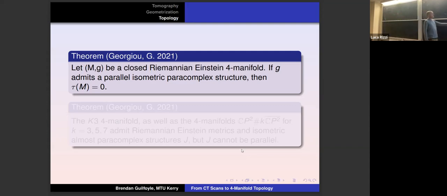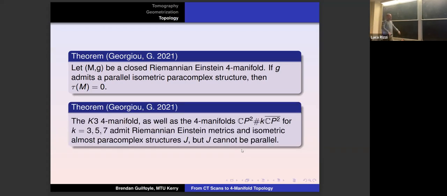Now, of course, you have a parallel isometric paracomplex structure and an Einstein metric. You put them together and you get a conformally flat, scalar flat neutral metric. So this is saying you can't do that unless this 4-manifold's signature, the Hirzebruch signature, this topological invariant, is 0.